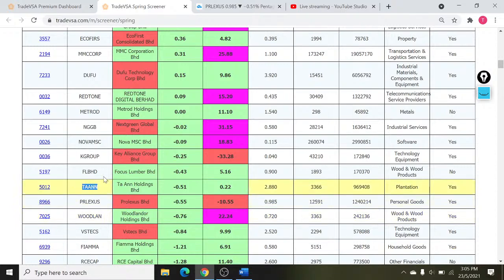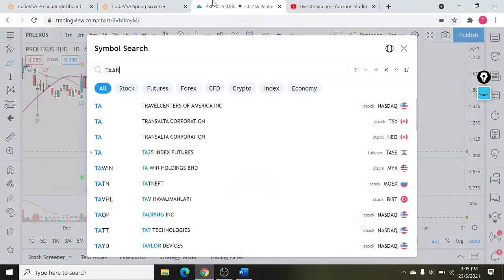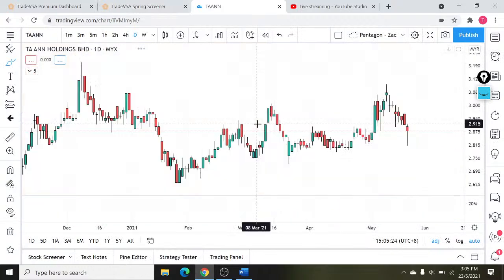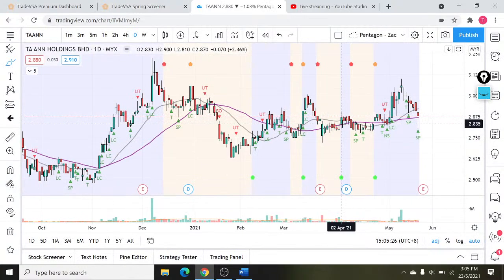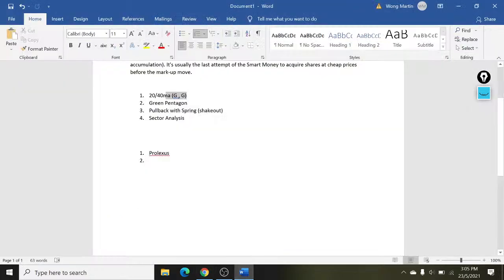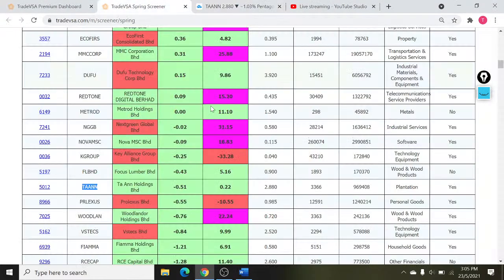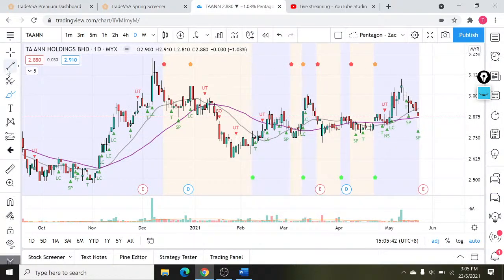Okay, so let's try Taan. It kind of fulfills the criteria that I'm looking for. Here still 2040s. I think still green pentagon, am I right? So a bit like pullback and shakeout too. So over here, Taan, all in green. All right, so let's look into the chart.